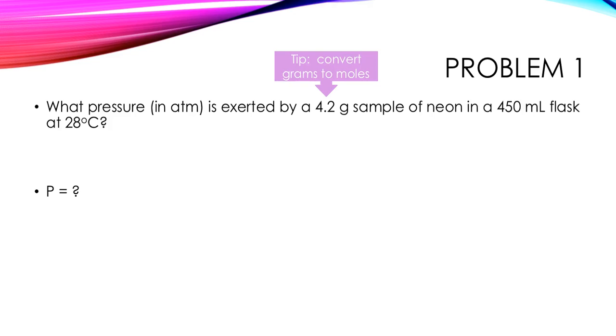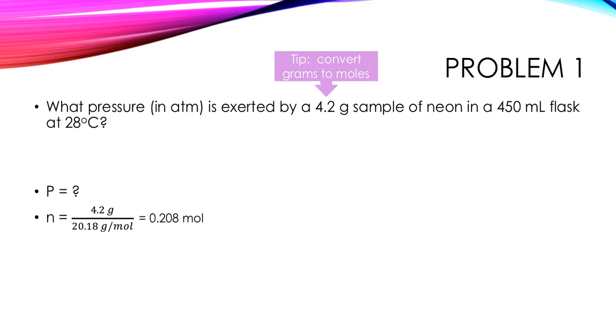We're given a mass of neon in grams. So in order to do the problem successfully, we have to convert our grams to moles. So we need to know the molar mass of neon from the periodic table, and we know that neon has a molar mass of 20.18 grams per mole. So we'll do that conversion, and we get 0.208 moles.